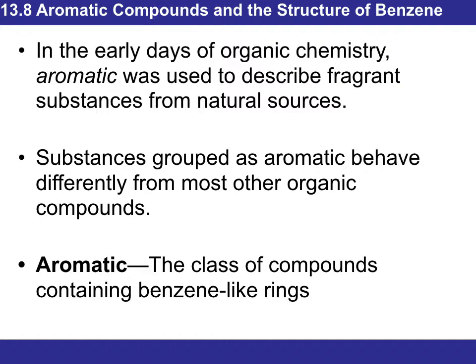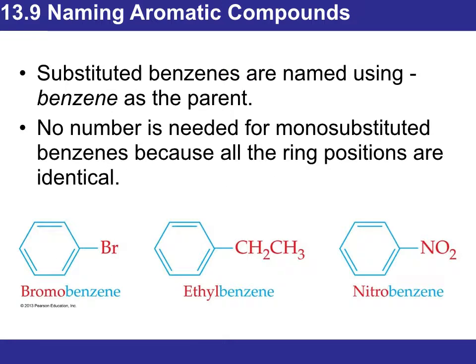Last thing I want to insist on is here understanding the aromatic compound. So these are compounds that have benzene-like rings. Now a benzene-like ring is going to be saturated with 6 carbon atoms, and you have double bonds every time you can. You don't need to put a number when you have a monosubstituted benzene because the ring positions are identical, meaning that you always start with 1.